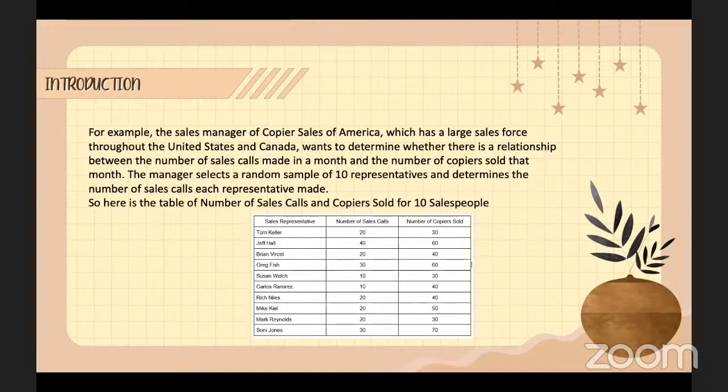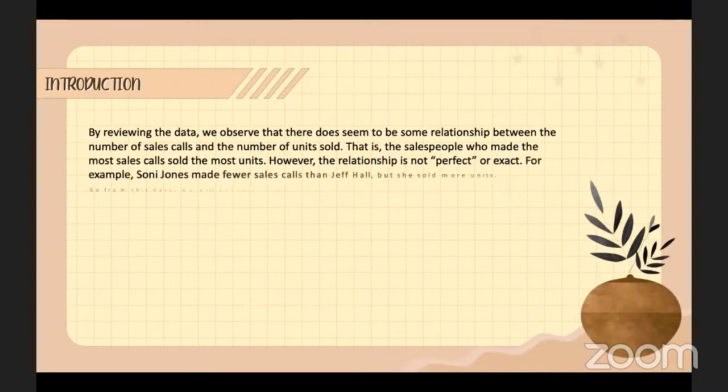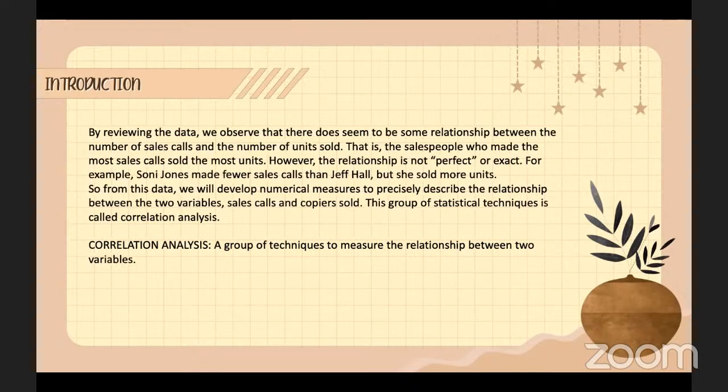By reviewing this data, we observe that there does seem to be some relationship between the number of sales calls and the number of units sold. That is, the salespeople who make the most sales calls sold the most units. However, this relationship is not perfect or exact. For example, Sonny Jones made fewer calls than Jeff Hall, but she sold more units. So from this data, we will develop numerical measures to precisely describe the relationship between the two variables, sales calls and copiers sold. This group of statistical techniques is called correlation analysis.